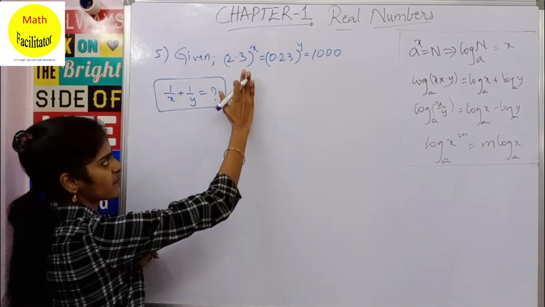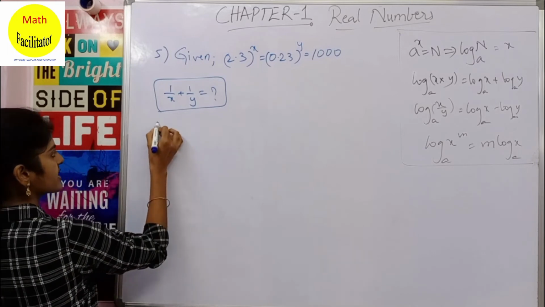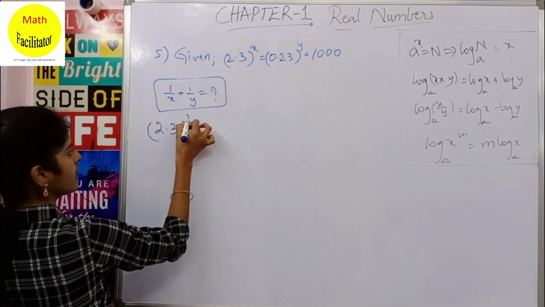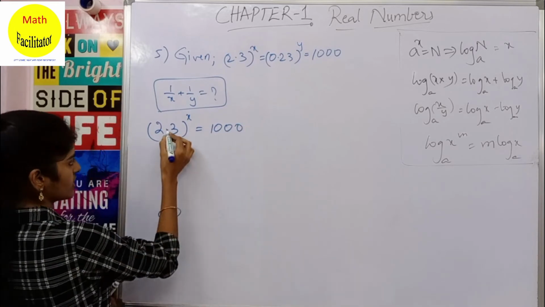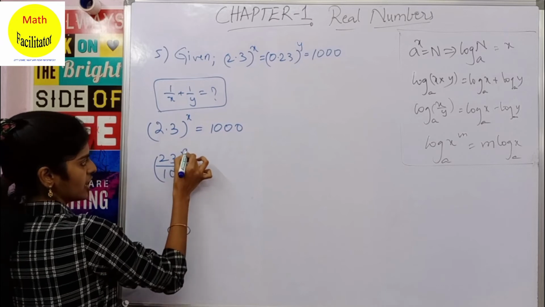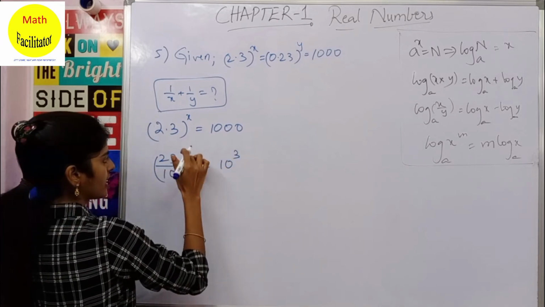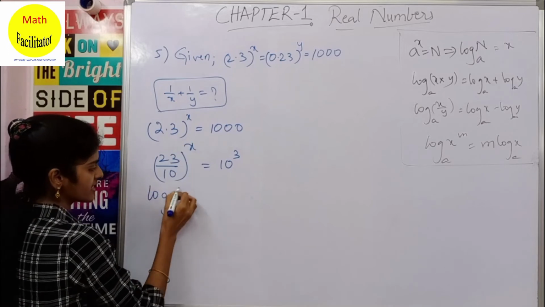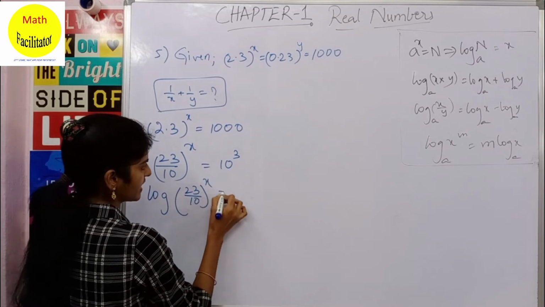So let us take something which is unknown and something which is known. Firstly, let us take 2.3 power x equal to 1000. Here, 2.3 you can write as 23 divided by 10, to the power x, equal to 1000, which is nothing but 10 cube. So taking log on both sides, this is log (23 by 10) to the power x equal to log 10 cube.